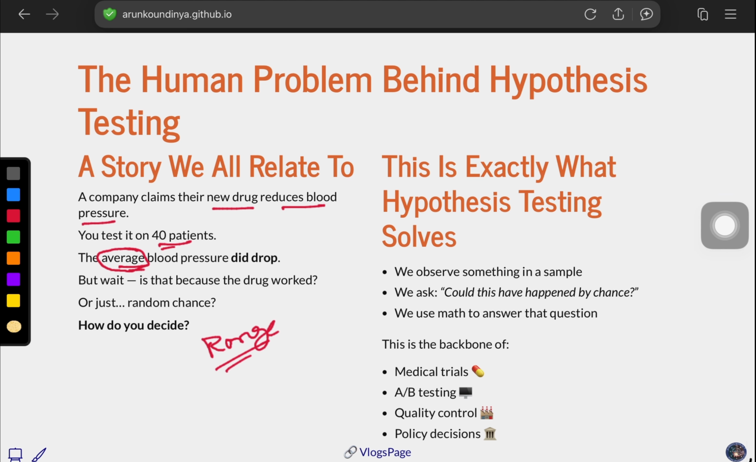That's where hypothesis testing solves the problem of decision making, rather than giving a decision maker a range of possible values and telling them to decide. Exactly, we use the math that we have learned previously to solve the decision making piece by using hypothesis testing. And this is exactly the backbone of decisions taking place in medical trials, A/B testing, quality control, as well as policy decisions.